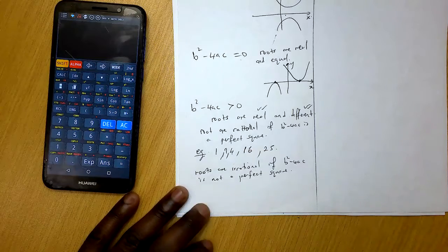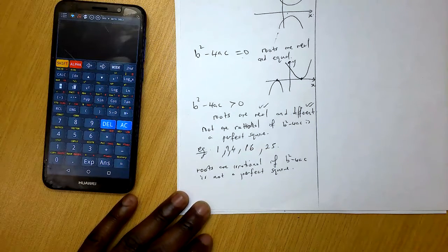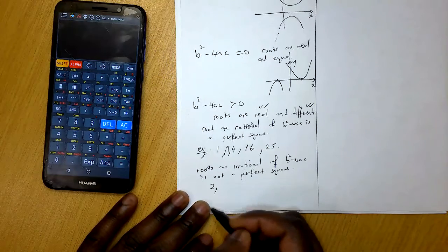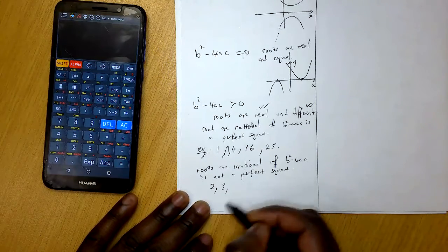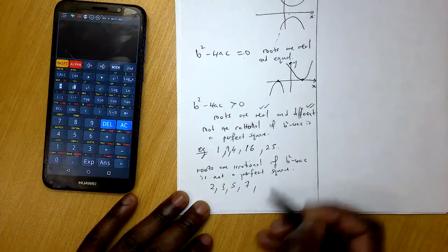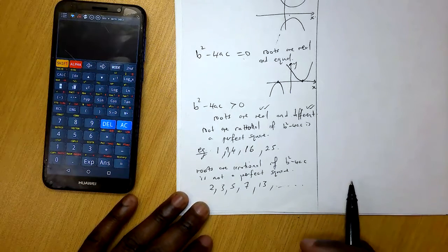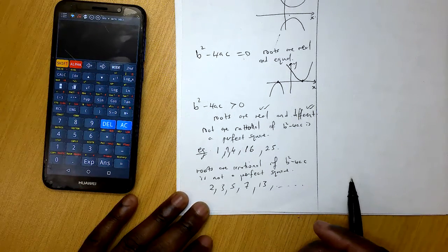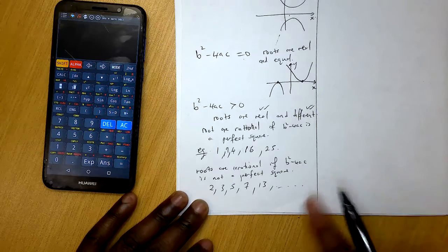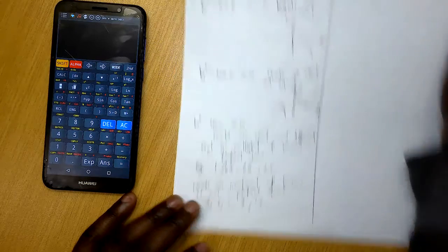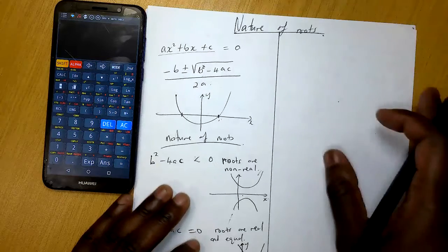If this b squared minus 4ac is not a perfect square, what does this mean? It means that if it is maybe equal to 2, 3, 5, 7, 80, it goes on like that. So your roots will be irrational. They will be real, different, and irrational. Now, let's attempt some questions and see what I'm talking about here.